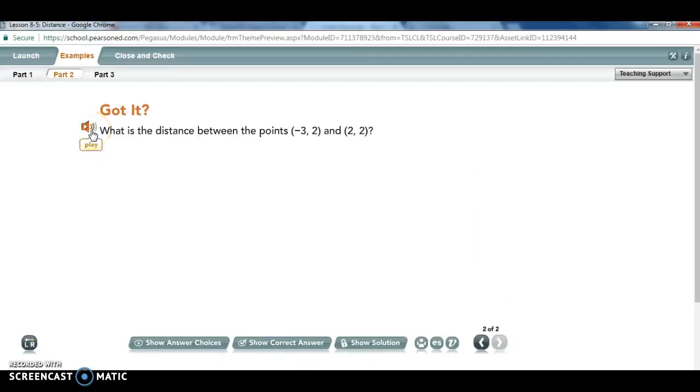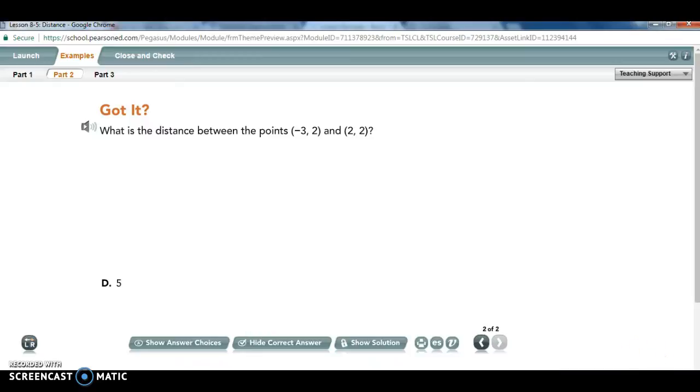Part 2 got a problem. What is the distance between the points (-3, 2) and (2, 2)? The correct answer is that they are 5 units away from each other. You could draw a picture and plot the points.